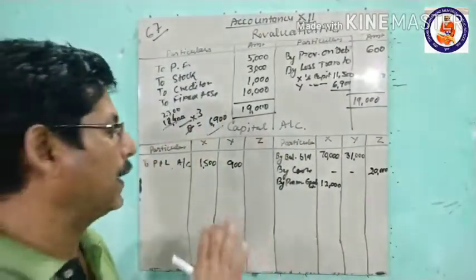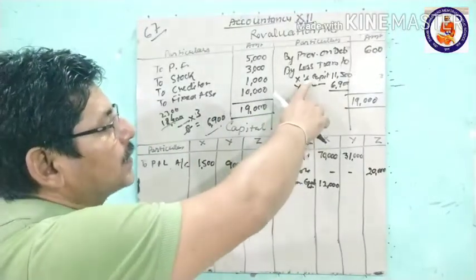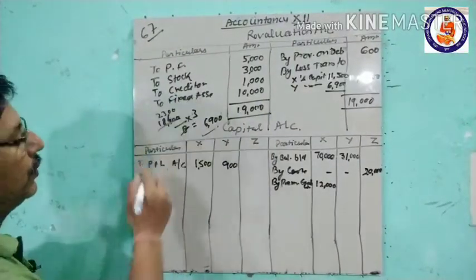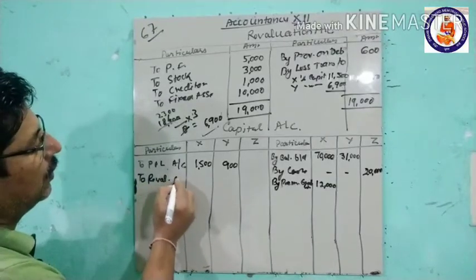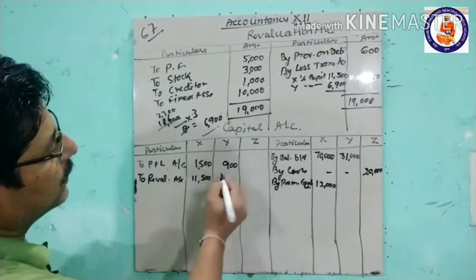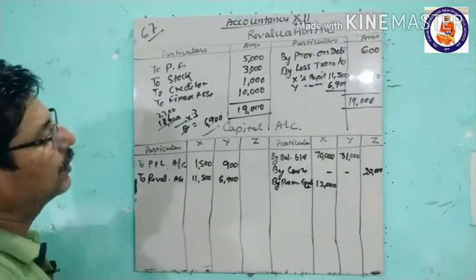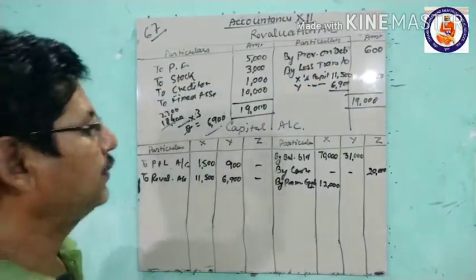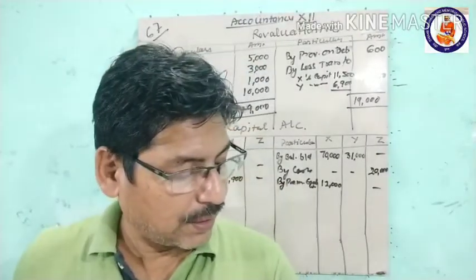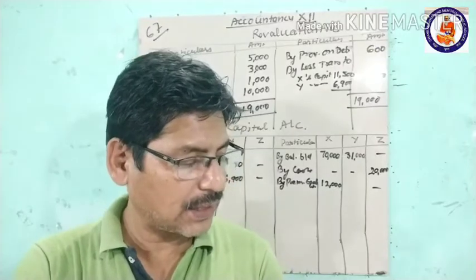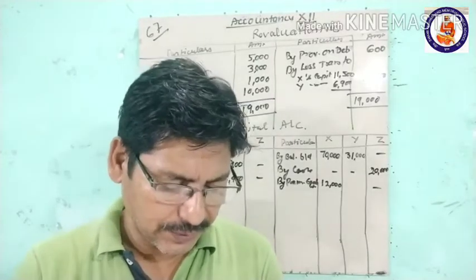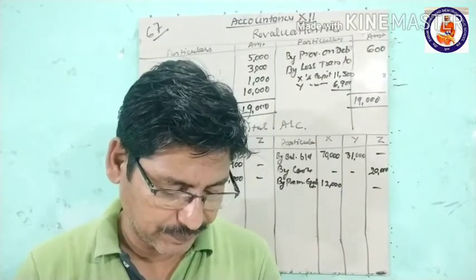Okay. Now this loss is to be transferred to partners capital account. So the partners will be debited with that. What is the journal entry? X capital account debit, Y's capital account debit to revaluation account, how much? 11,500 and 6,900. Okay. Now, what is the next? Employees provident fund, debtors, creditors, fixed assets revaluation. Now it is solved. And now take the balance of the capital account of the partner.